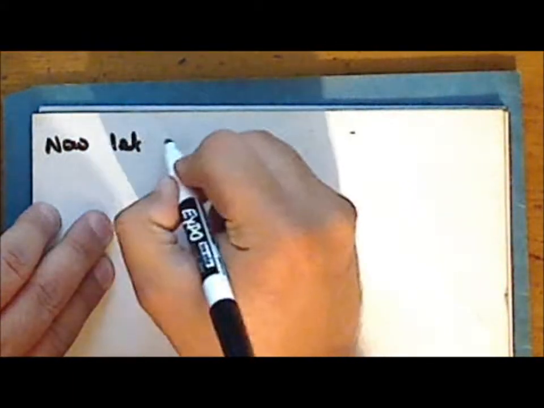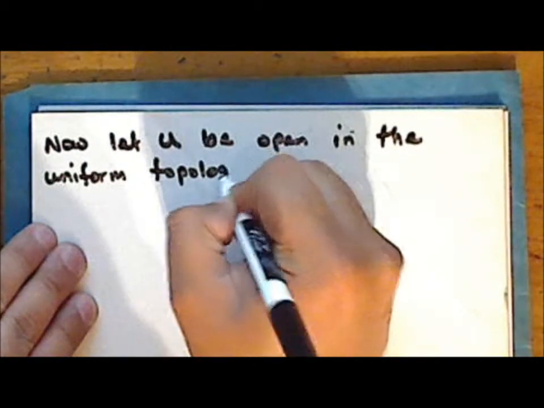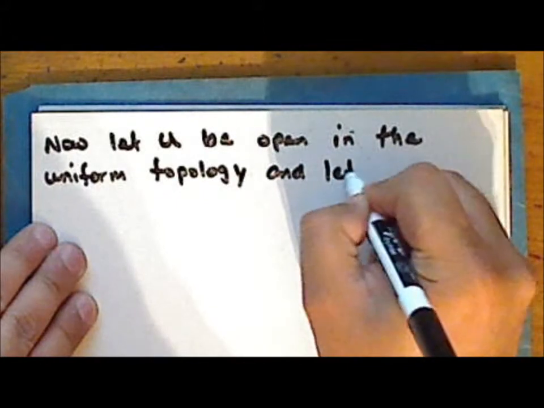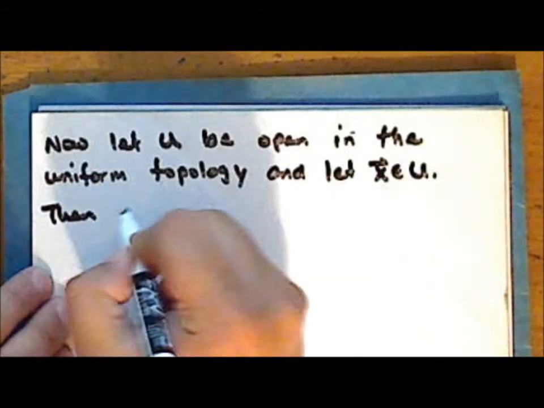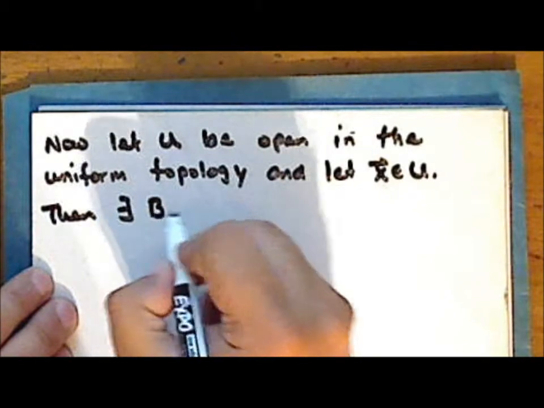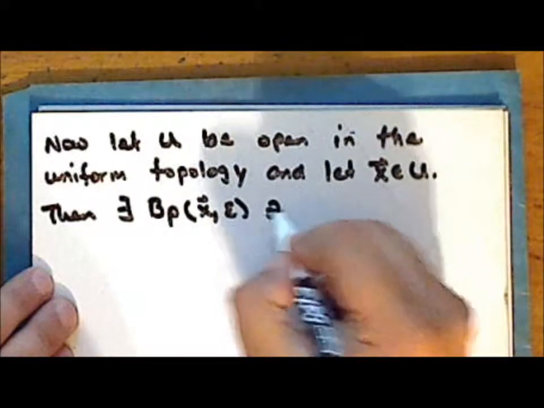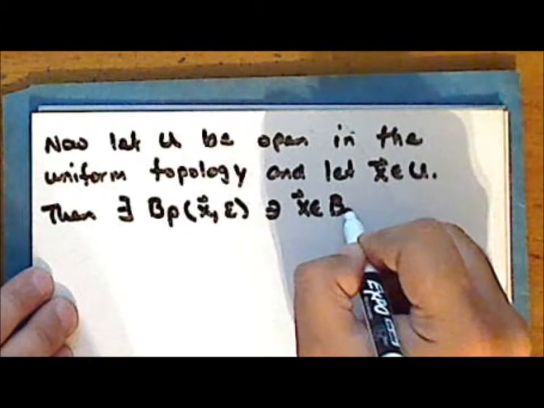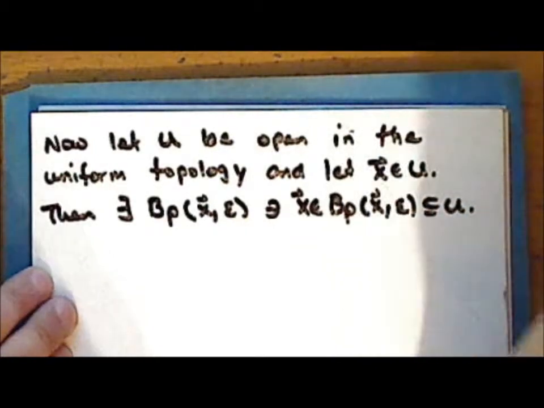So now, let the set U be open in the uniform topology, and let the point x be in the set U. Then there exists a basis element in the uniform topology, which is the open ball in the uniform metric centered at x with some radius epsilon, such that the point x is in this open ball, which is a subset of the given open set U.